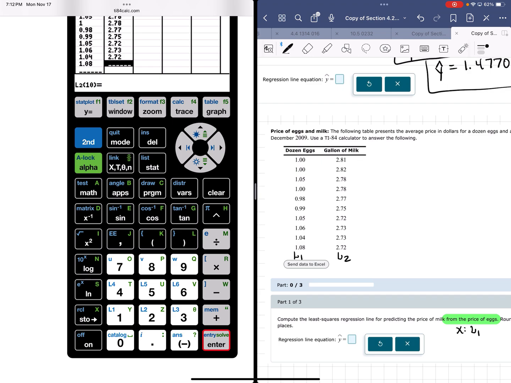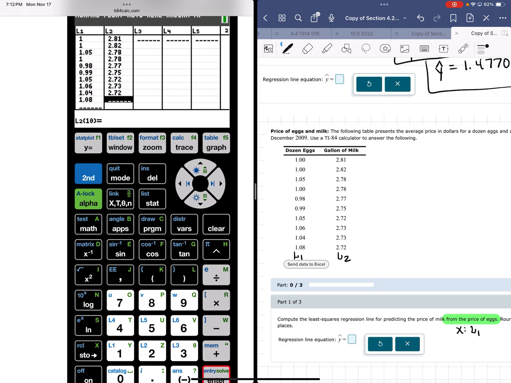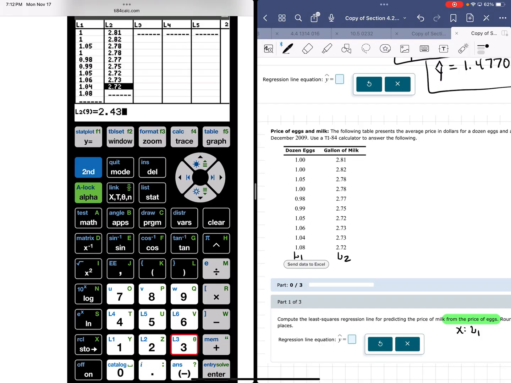2.78, 2.75, 2.72, 2.73, 2.72. No, dadgummit. 2.81, 2.82, 2.78, 2.78, 2.77, 2.75, 2.72, 73. Oh, I just missed a 73. Yay. Not 4. That will make a big difference. Okay.